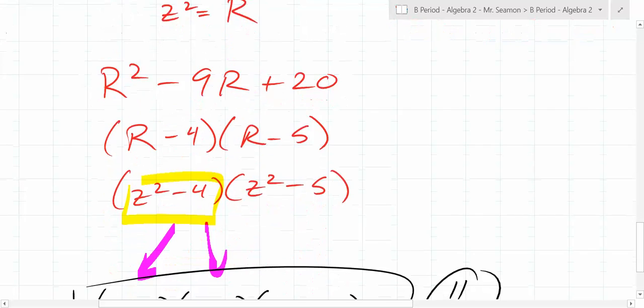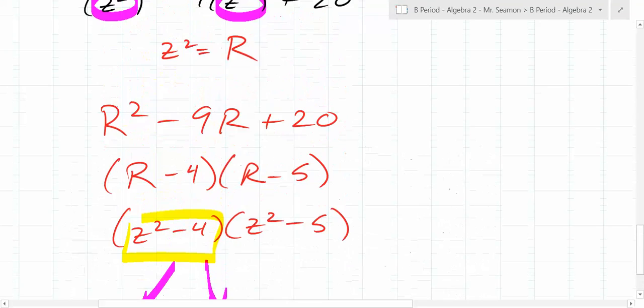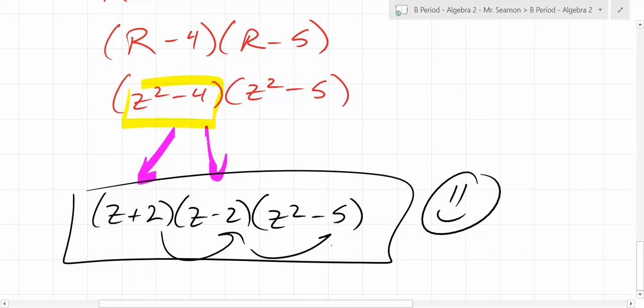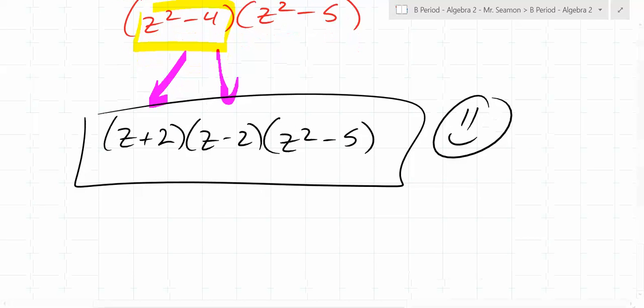This is tricky. What about 20? Where did it go to? 2 times negative 2 times negative 5 is 20. It's there still. Yeah, negative 4 times negative 5 is 20. So you could check this, you could do it out, but we don't need to in this case.